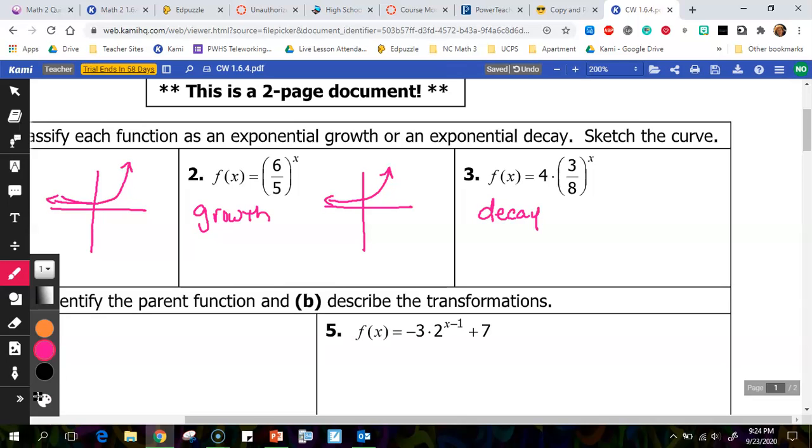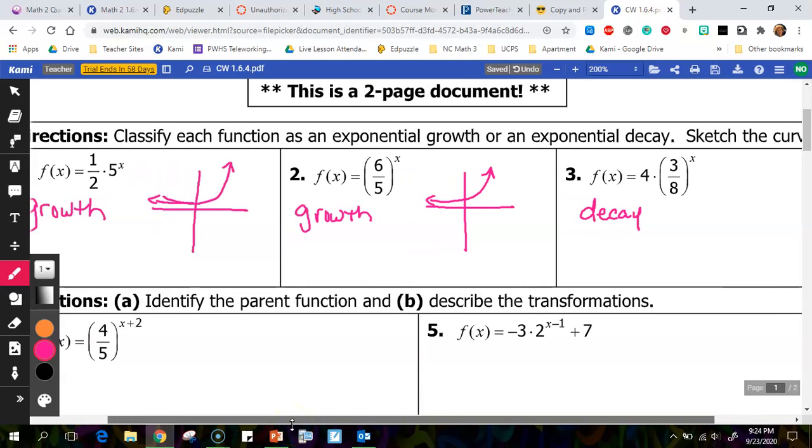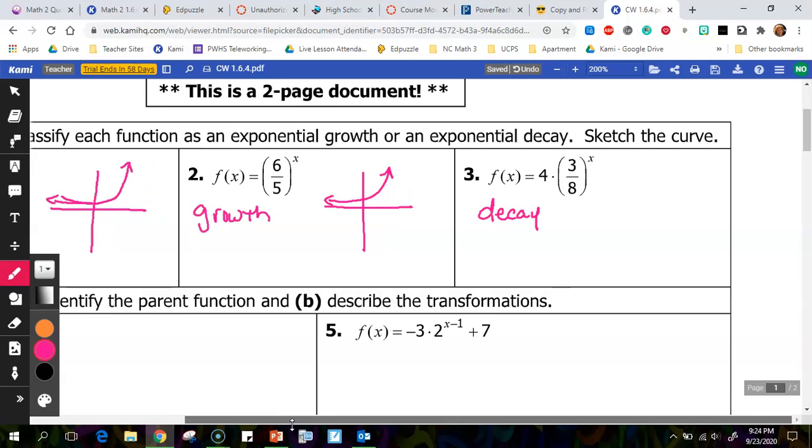And then the 4, sorry, I said something wrong over there. I said that you would multiply it times. You actually don't. The b is greater than 1, so that one's growth. This b is less than 1, so it's decay. And the 4 is the stretch, the vertical stretch or the vertical compression. So this one, as you go from left to right, is going to go like that. So that one looks kind of like that.